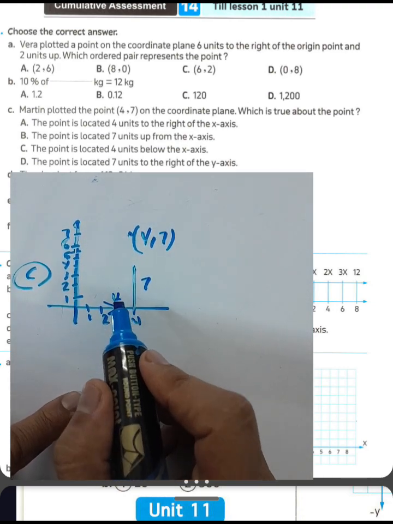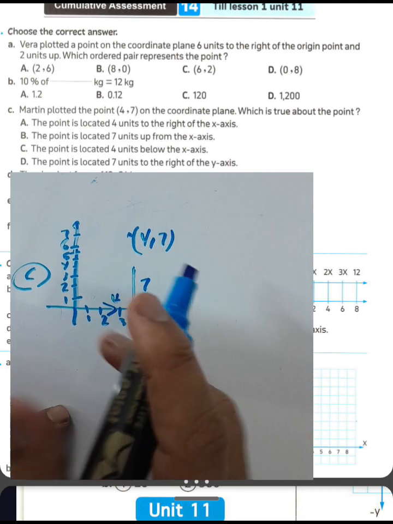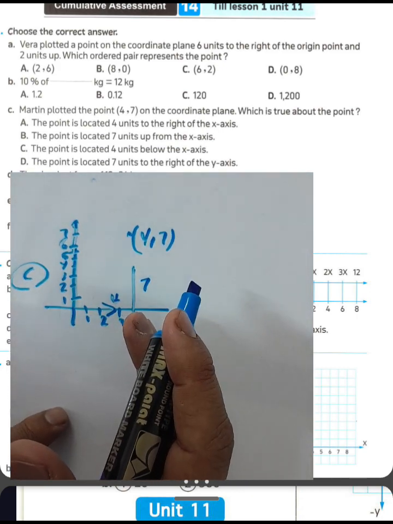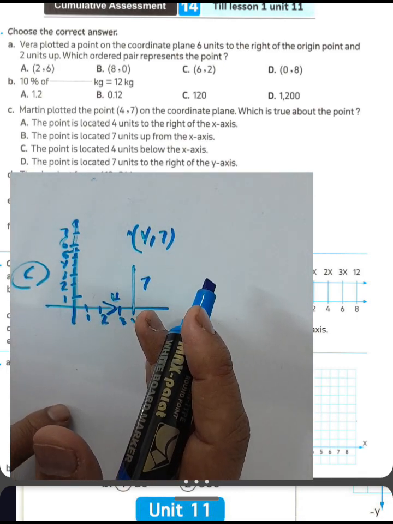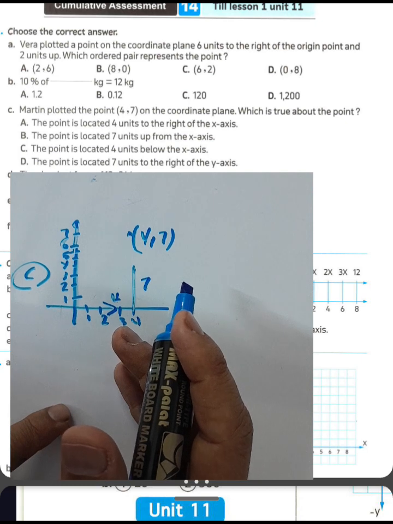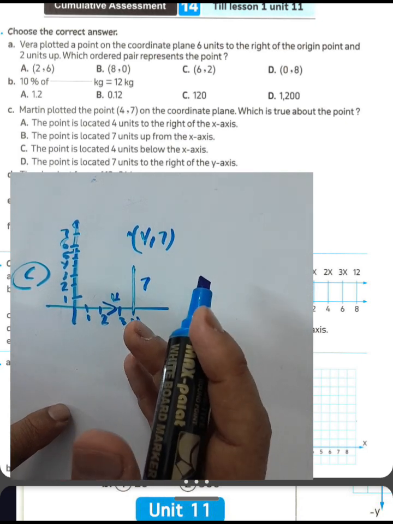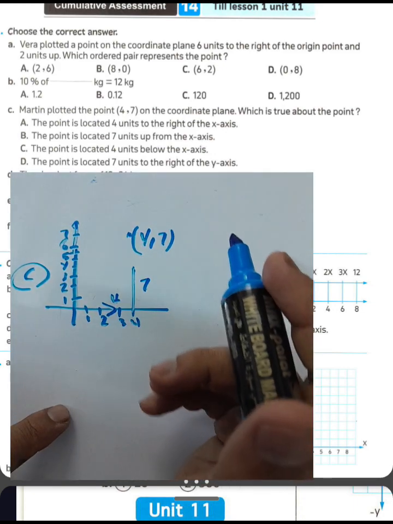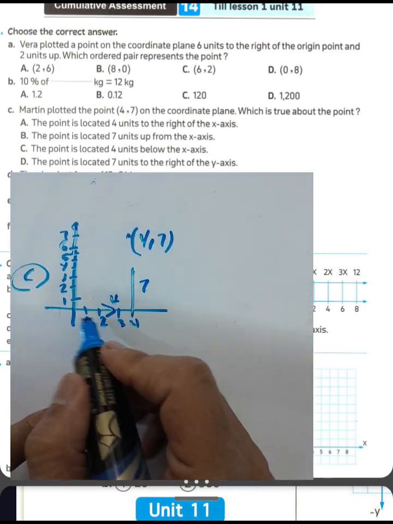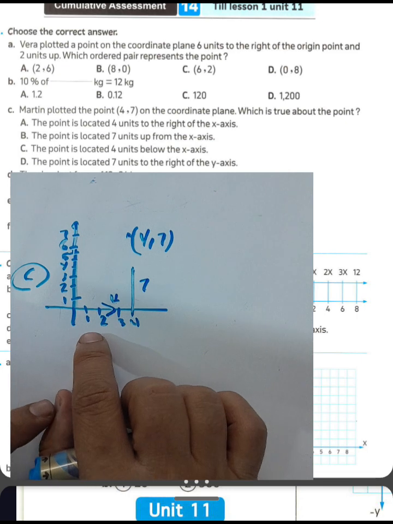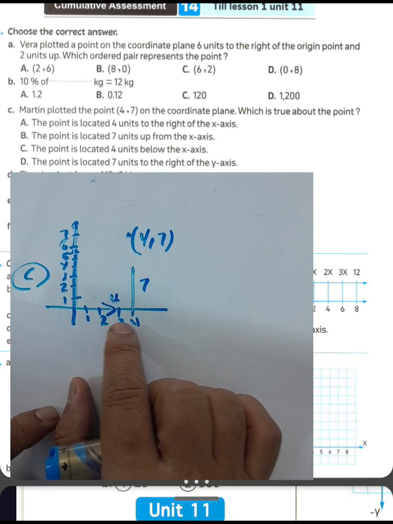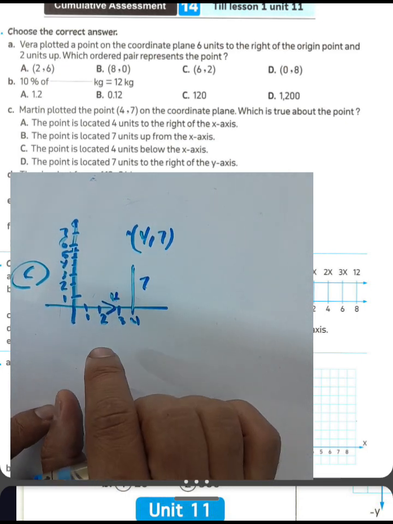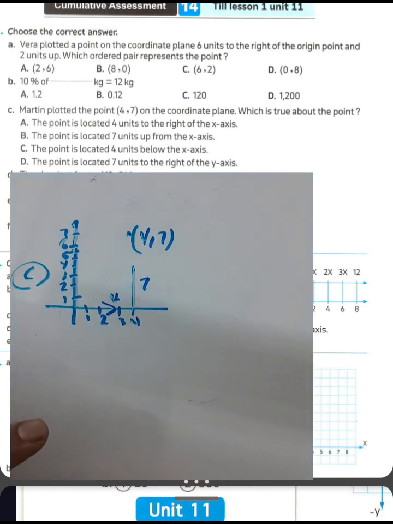Again, letter A, the point 4 units to the right-hand side in the x-axis. Letter B, the point located 7 units up from the x-axis. 7 up. Okay, 7 up. And we have 4 and 7. 4 means located 4 units to the right. Okay, what about the point being true?